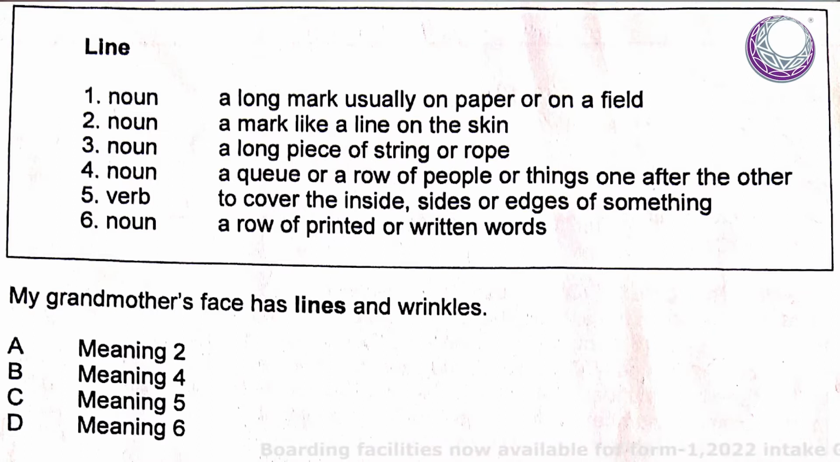So what is going to guide us is this table that we have here. The description of the word line in different ways should suit the sentence that is given. That's how we get to work out which one is our answer. I'll start with the first one. The first one says, my grandmother's face has lines and wrinkles.